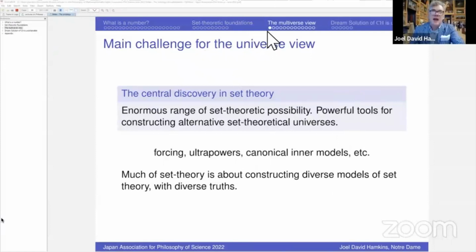Okay, so the main challenge for this universe view that I've been talking about is what I think of as the central discovery in set theory, which is the enormous range of set theoretic possibility. We have such powerful tools for constructing alternative set theoretic universes. I'm thinking of tools such as forcing or ultrapowers, canonical inner models, and so on. So much of set theory today is about constructing as many different models of set theory as we can with prescribed properties and detailed relations with other known models. We have thousands and thousands of different set theoretic universes that we can construct using these tools.